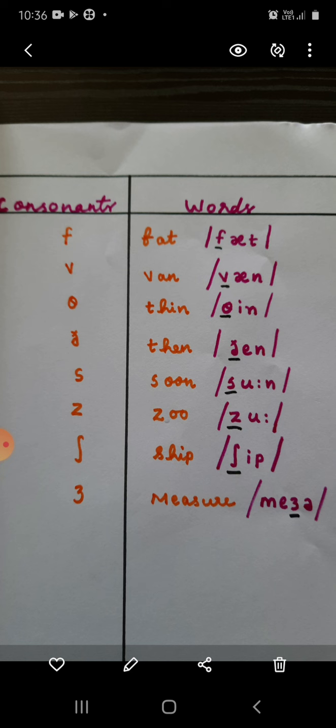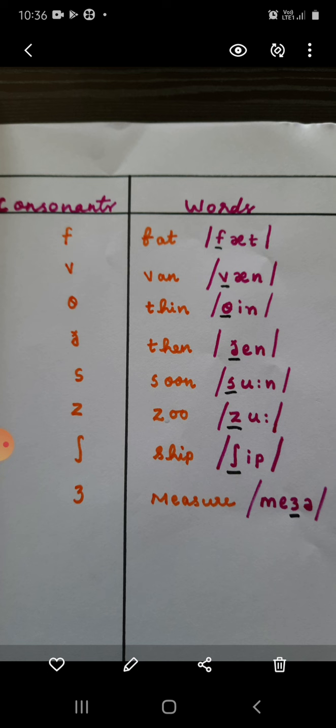And there are so many examples. For example, "so": S-O, so. S-A-W, saw. S-E-E, see. S-O-O-N, soon. S-U-N, sun. S-O-N, son. So many examples we can find in the pronunciation which give you the sound S. So many words are there. And we'll pass on to Z.